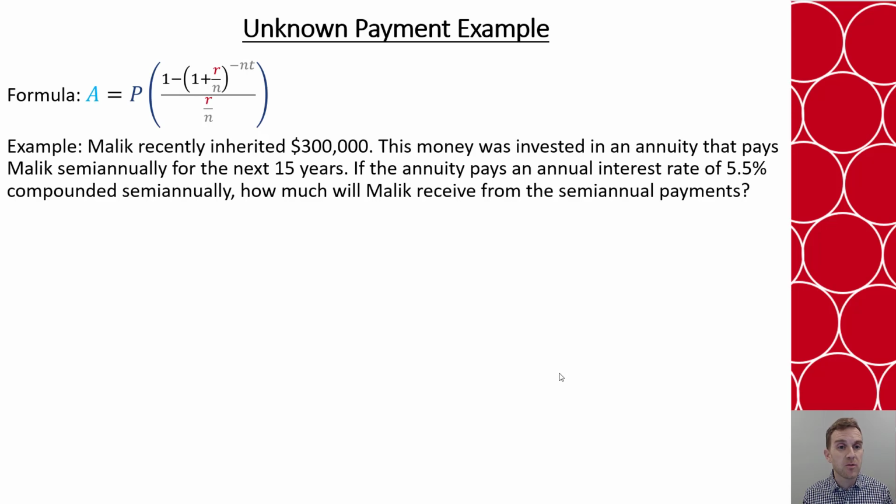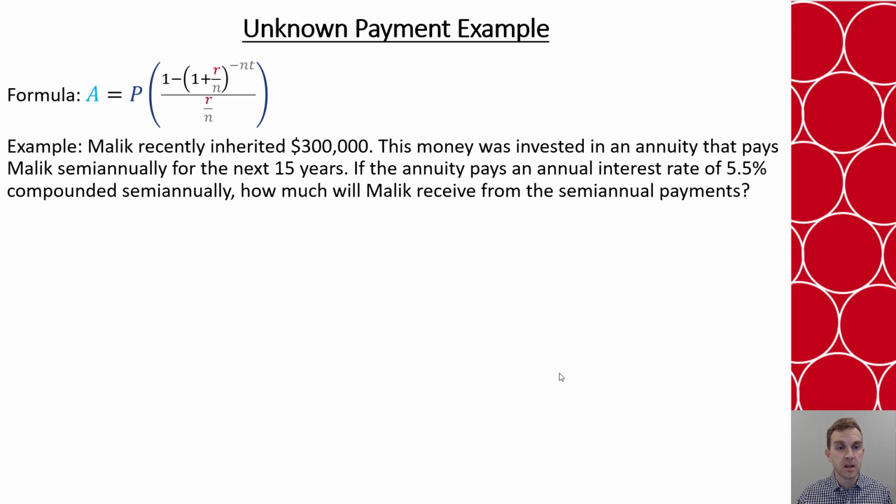Let's look at an example of what if we don't know what the payout could be. So Malik recently inherited $300,000. This money was invested in an annuity that pays Malik semi-annually for the next 15 years. If the annuity pays an annual interest rate of 5.5% compounded semi-annually, how much will Malik receive from the semi-annual payments?